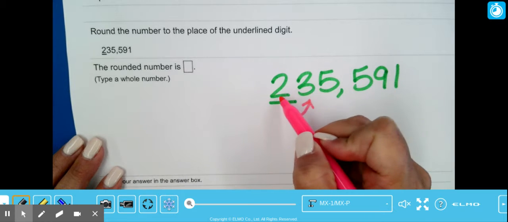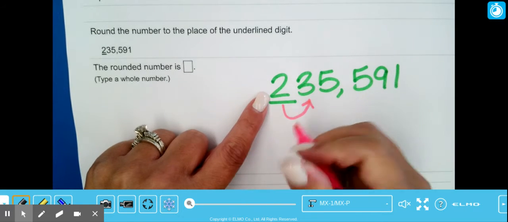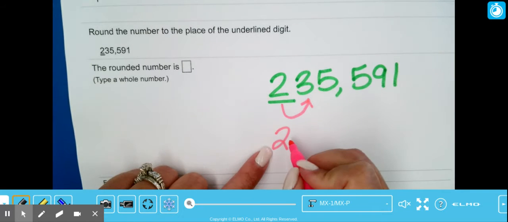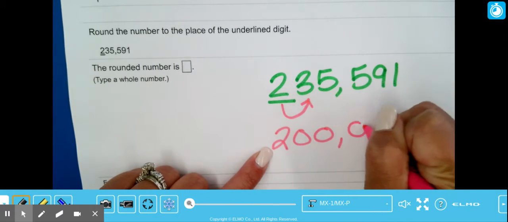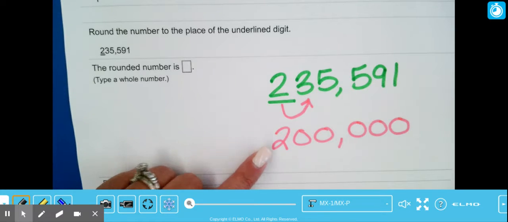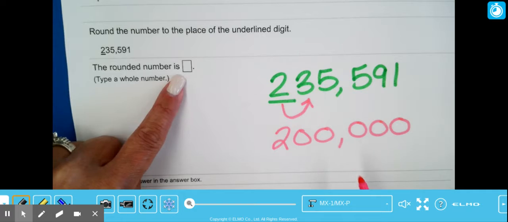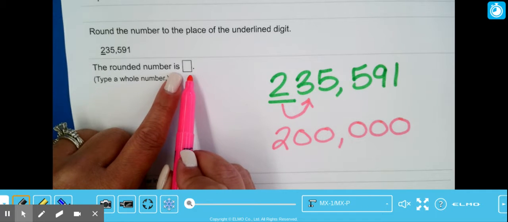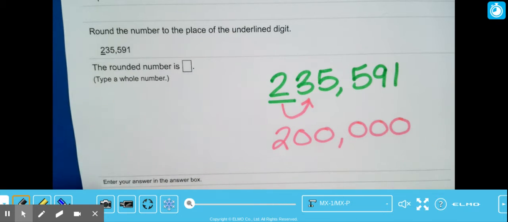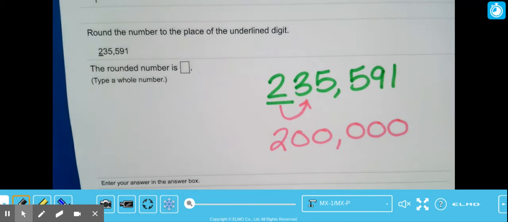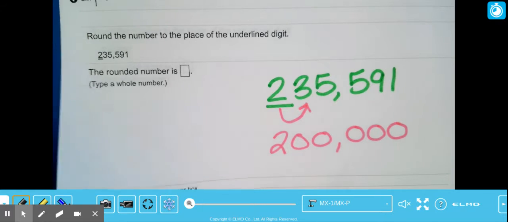That's going to tell my target digit, the number 2, what to do. So it's going to rest. It's just going to stay the same. And everything else after my target digit is going to turn into a 0, making my rounded number 200,000. And I believe that when you write in your answer, you do not need to write a comma. You could just write the zeros. Okay, but make sure you have the right amount of zeros that you're typing in.